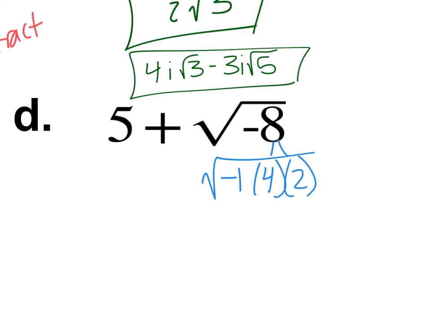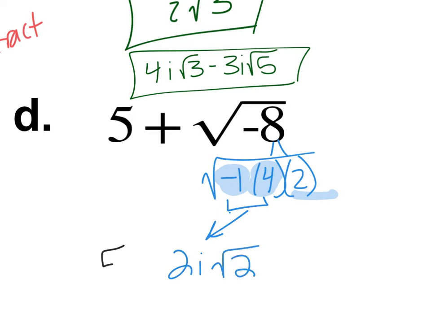So this is then, our perfect squares are the -1, the square root is I, 4, the square root is 2, that 2 is going to stay underneath. So between these two would be 2I root 2. And then I'm just going to copy down the 5 plus in front. And in this case, I cannot combine any further.